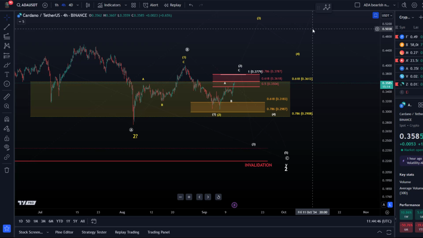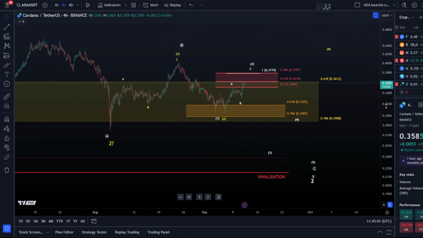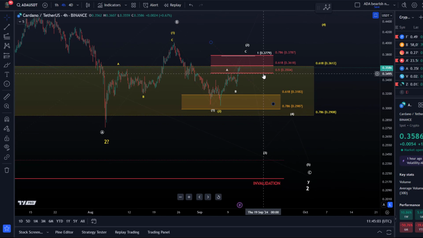Let's take a look at the ADA chart and the latest developments in the microstructure. ADA pushed a little bit higher, but only into standard resistance for wave 2. So you see the red resistance area here on the chart. I can zoom in a little bit. But it is the resistance area that we already discussed in the last few days. So we haven't broken it. We've just reached the middle of it.